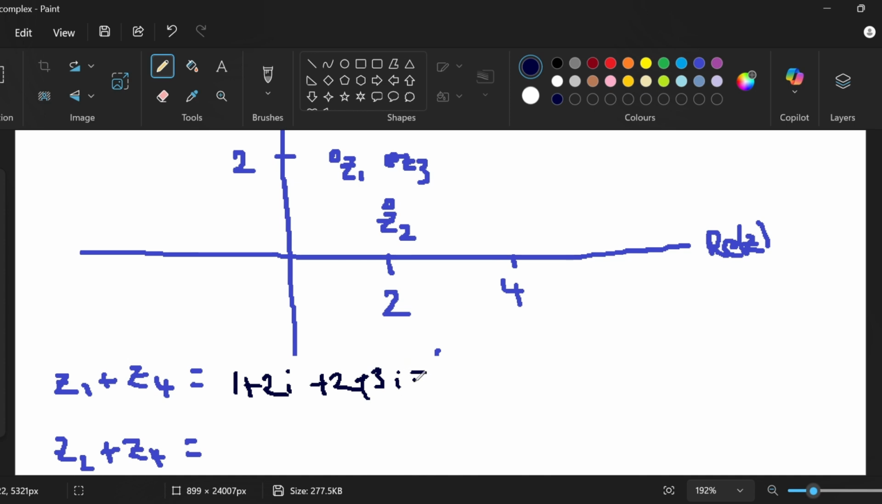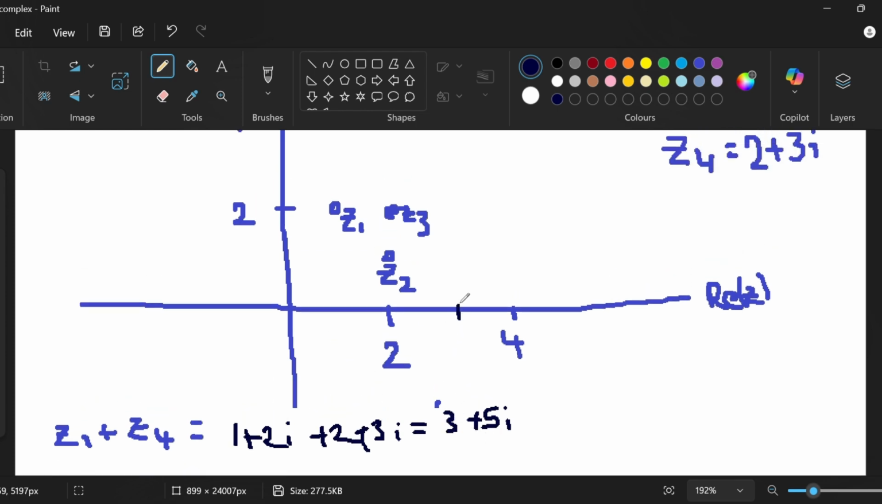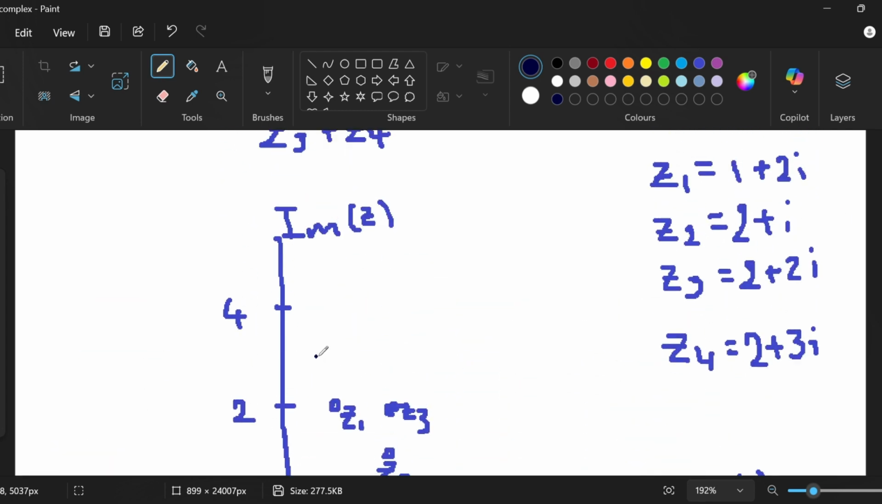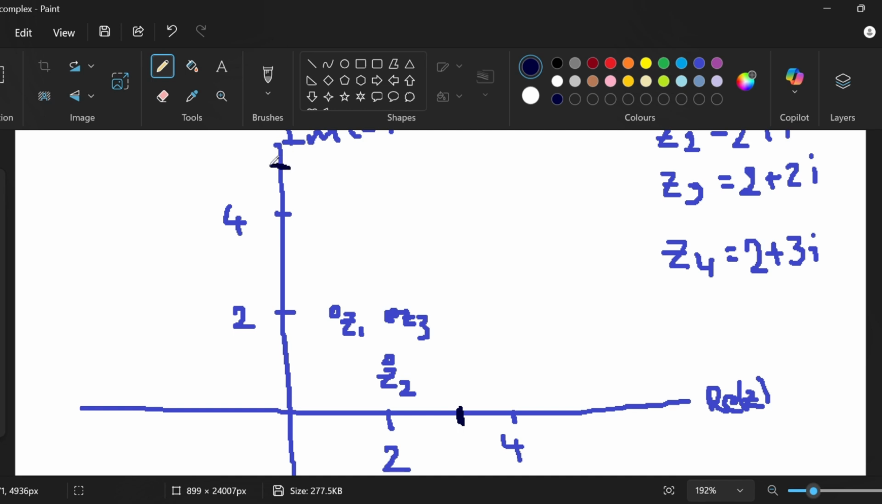So z1 plus z4 is going to be real parts and imaginary parts, 3 plus 5i. We can go in now and plot this result. So about 3 on the real axis here, and 5 on my y-axis is going to be, say, around here. So the result is going to end up somewhere here. And we can see that adding another complex number to z1 has resulted in a translation of the point.